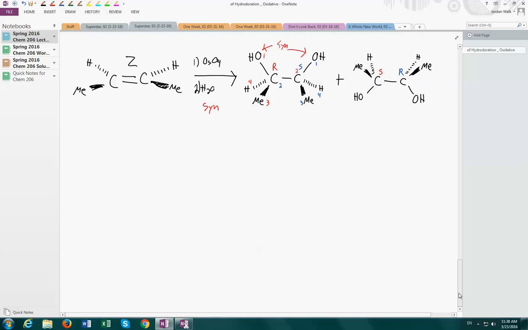Let's do another one. Really quick. All right, so in this case, let's say we've got some mystery molecule. So our mystery molecule is going to produce this product. All right, so we'll put a methyl on a wedge, hydrogen on a dash, methyl, and hydrogen.